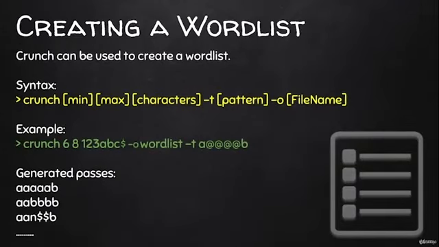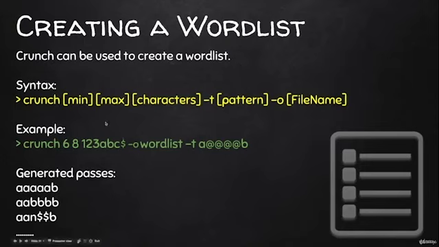So in this lecture we're going to learn how you create your own word list using a tool called Crunch. This is a really handy skill to have under your belt if you want to be a penetration tester, because you're going to face a lot of scenarios where a word list attack can become very handy.